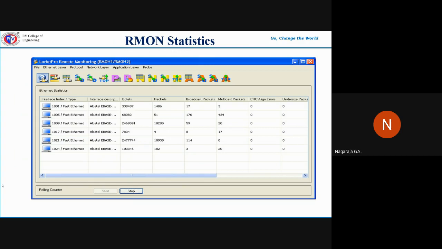Where the first column talks about the interface index, or the type. Maybe the kind of Ethernet here is fast Ethernet, and you know that the moment we talk about fast Ethernet, the speed of that is, right? Any idea what is the speed of fast Ethernet? Anyone of you?